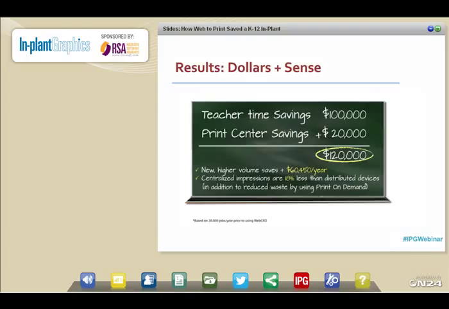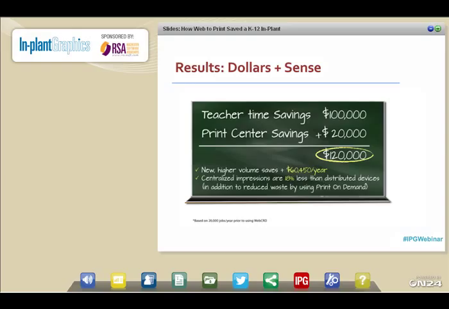These are both based on the old pre-WebCRD workflow. With the new higher volume savings, we're saving an additional about another $60,000 a year, putting our savings right around $180,000 a year, which is nothing to scoff at. These numbers don't include the savings from wasted work pre-WebCRD.